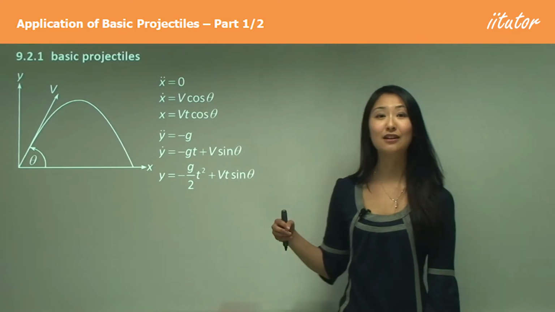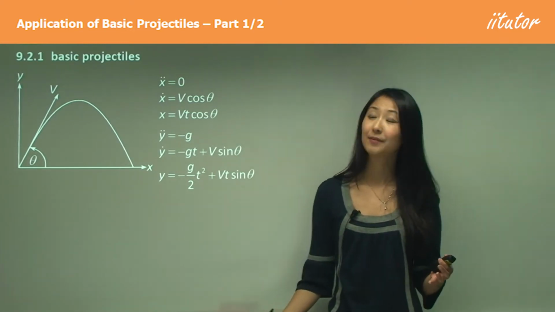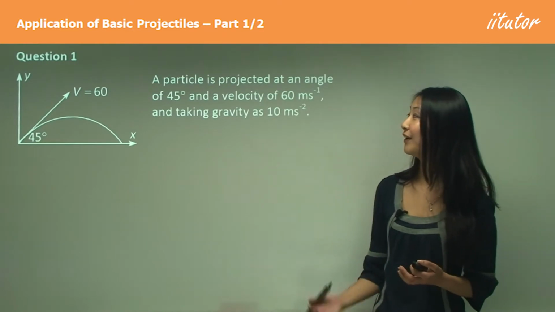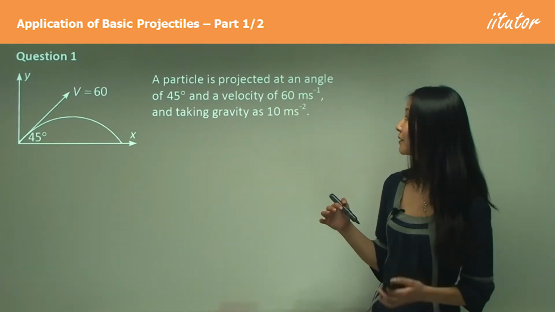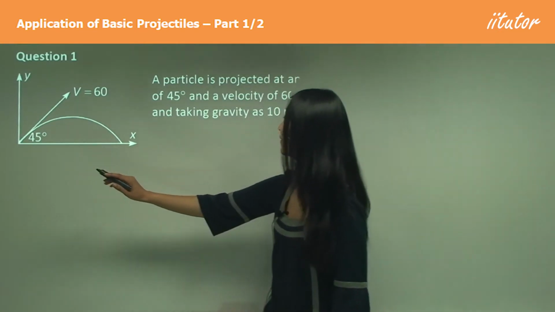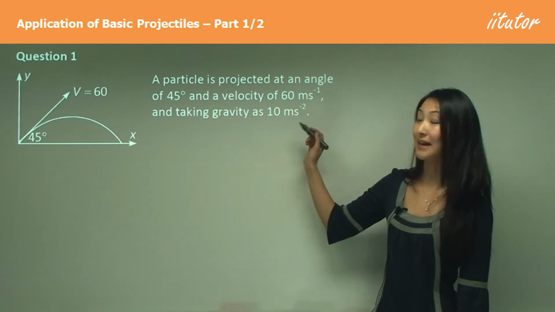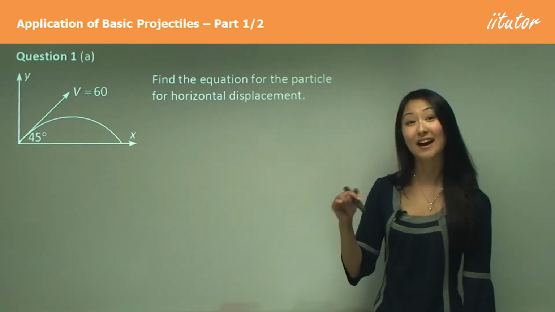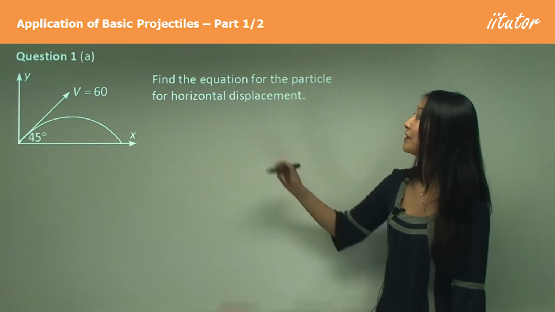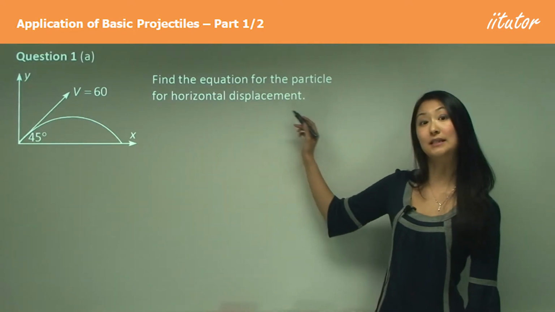And now I'm going to take you through a very much exam style question where there's multiple parts in it. So in question 1, we have this particle which is projected at an angle of 45 degrees and a velocity of 60. And we're going to say the gravity is 10 meters per second squared. Starting off with question 1a, I want you to find the equation for the particle for the horizontal displacement.